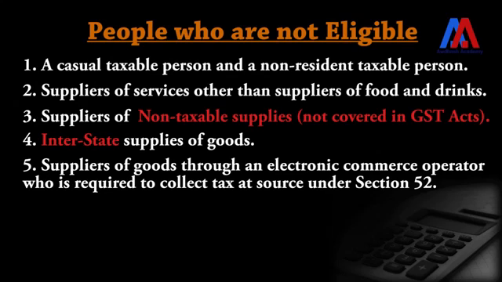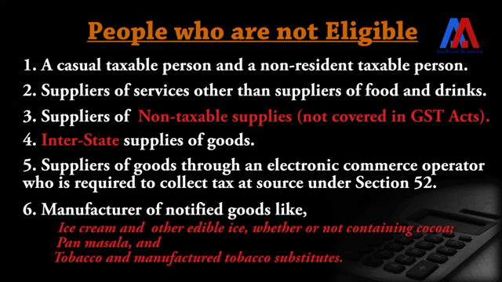Then the supplier of goods through an electronic commerce operator who is required to collect tax at source under section 52, they are also not covered. And finally, manufacturers of certain notified goods, for example, ice cream and other edible ice, whether or not containing cocoa, pan masala, and tobacco and manufactured tobacco substitutes, these manufacturers are also not covered under the composition levy.